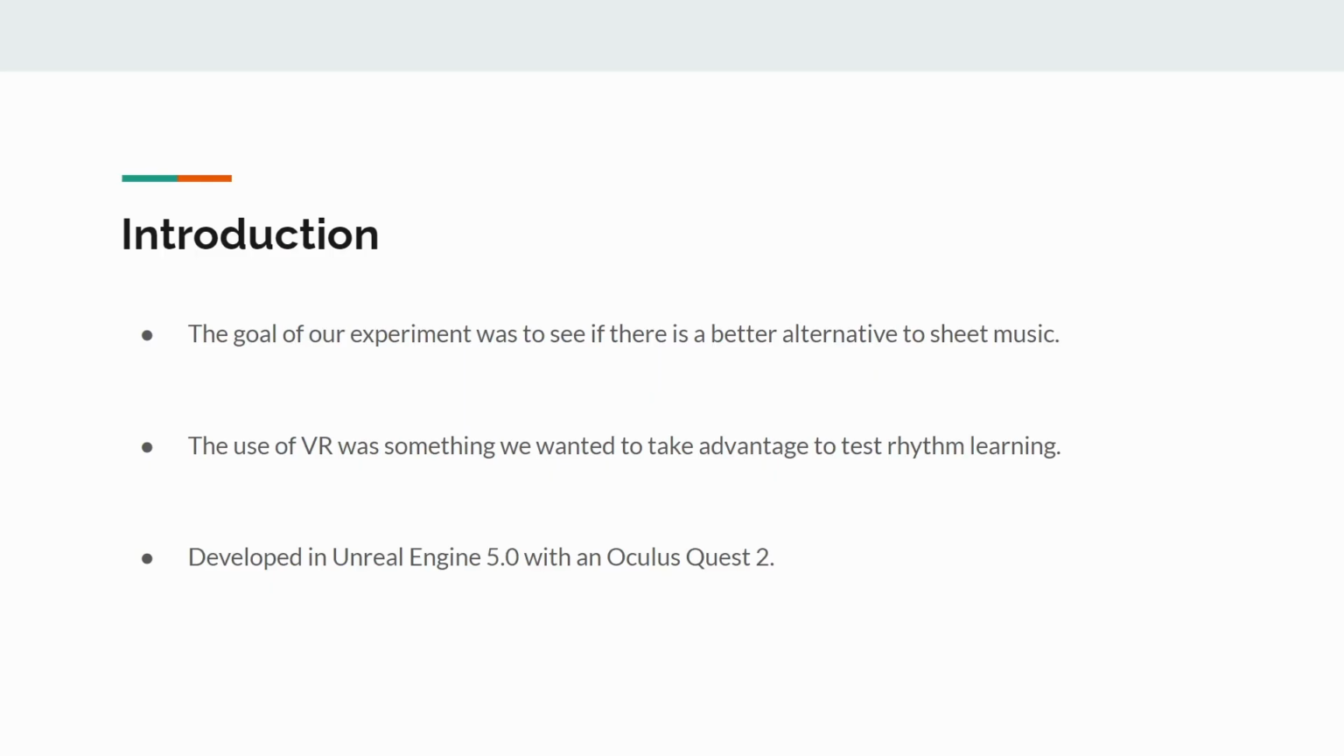Our experiment was how audio versus visual cues affect the ability to learn rhythm. So, for the introduction, the goal of our experiment was to see if there was a better alternative to sheet music. The other visual we tested was a step sequence, which we'll see in a minute. The use of VR was something we want to take advantage of for rhythm learning.